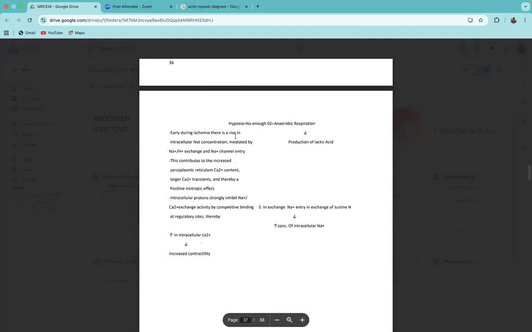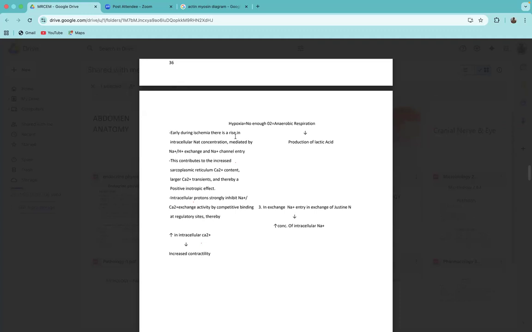Okay. Now, what is hypoxia? Hypoxia is basically lack of oxygen in our tissue, or an anaerobic state where our cells or tissues do not get enough oxygen that they need. In the early phases during the ischemia, the intracellular sodium concentration will be affected, and production of lactic acid will occur due to the anaerobic respiration. The sodium proton exchange pump is basically present in the cell membrane as well, so sodium entry occurs through that membrane as well.